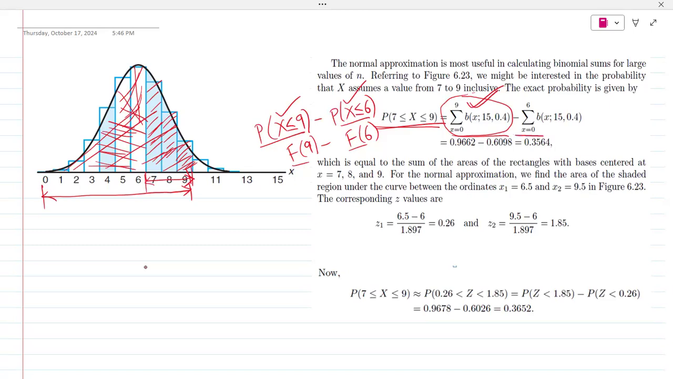Now once again, just like normal probability tables, we have binomial probability tables also. So these values are from there. This value is the exact value of this probability, calculated by the binomial distribution.